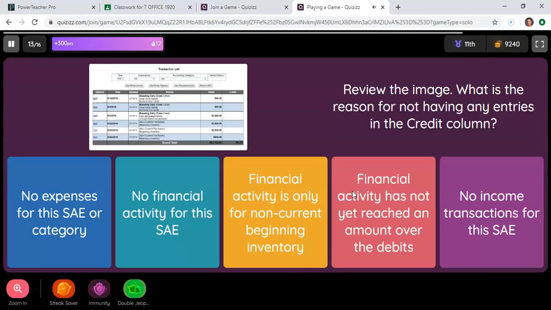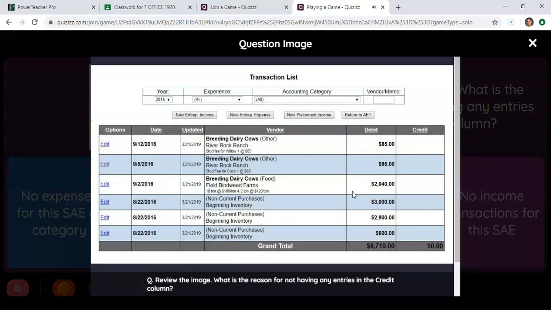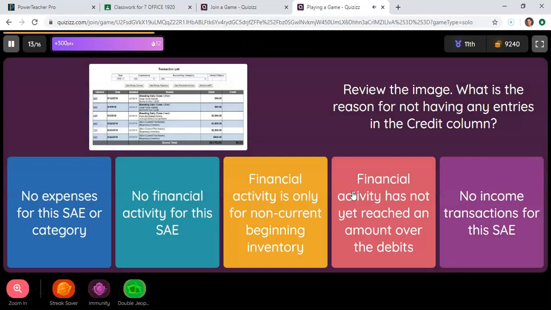What is the reason for not having any entries in the credit column? Once again, the debit and credit rules. There's debits, expenses. Credits would be revenue, sales. So the reason would be there is no revenue, no sales transactions. Well, there it is right there. No income transactions for this SAE.